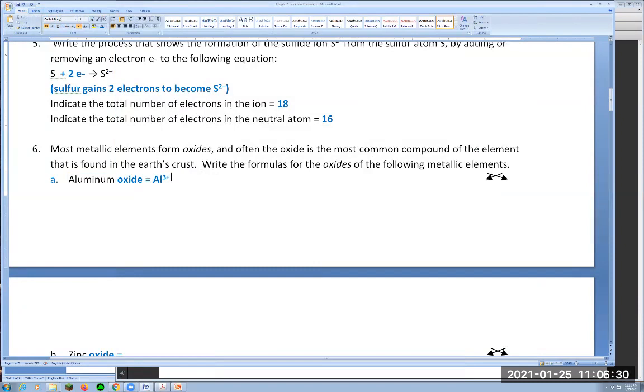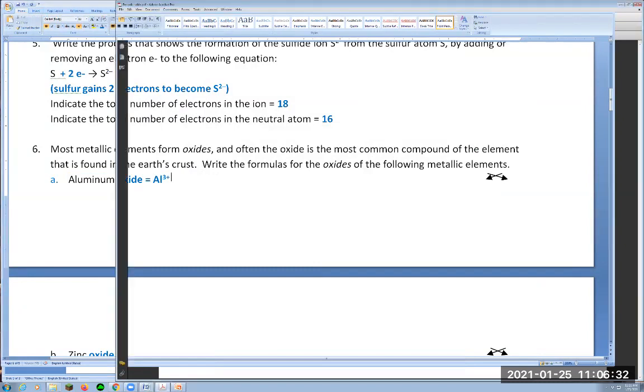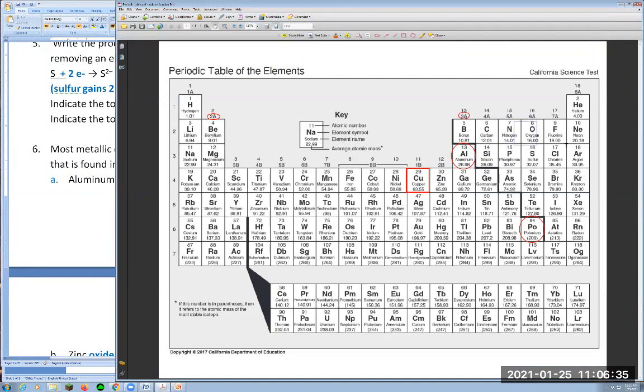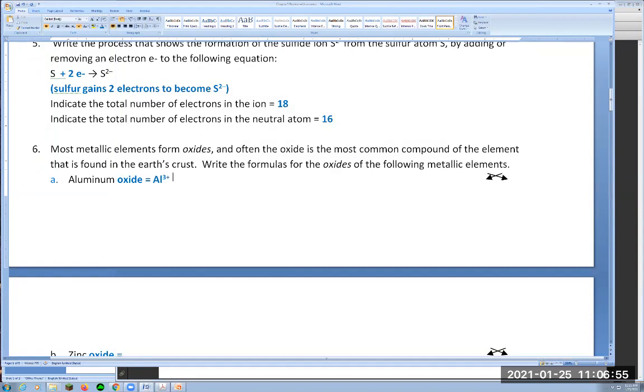And then oxide. Hopefully you recognize that this is the ion that comes from oxygen. Oxygen is in group 6A, so 6 minus 8 is -2. Oxygen always makes the O2- ion, and that's the name, the oxide ion, O2-. The -2 is a superscript in the upper right corner.